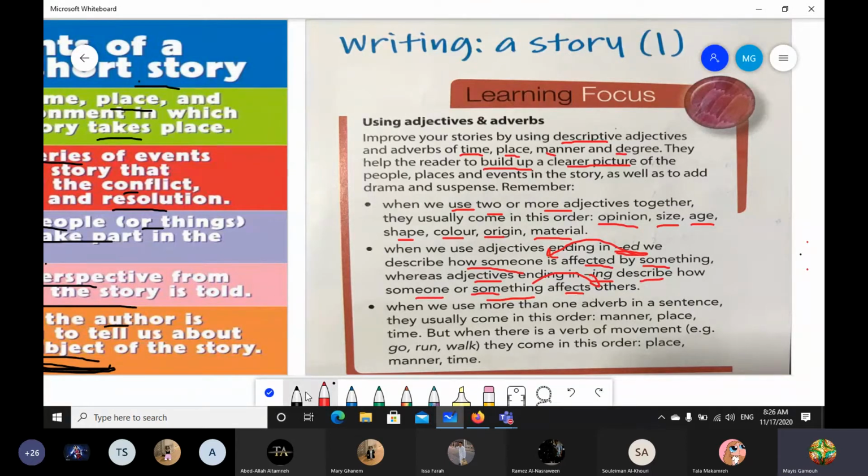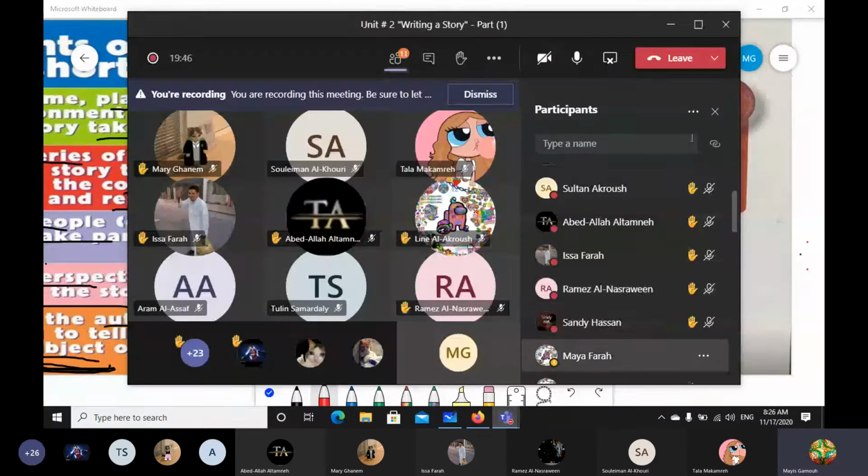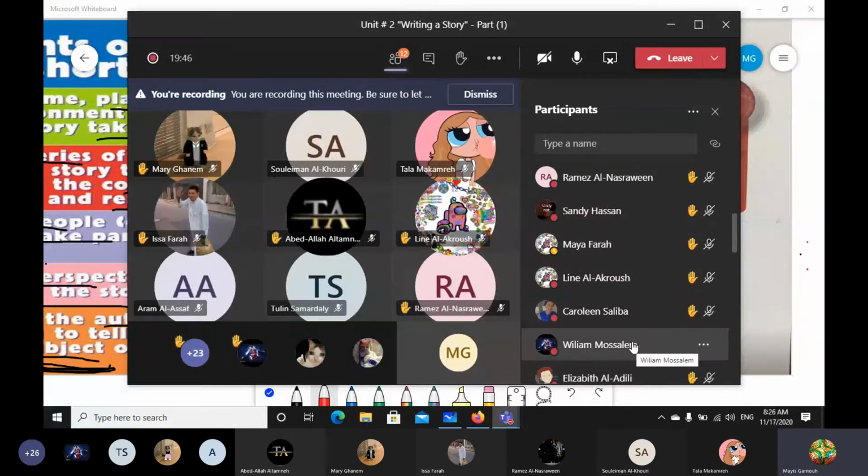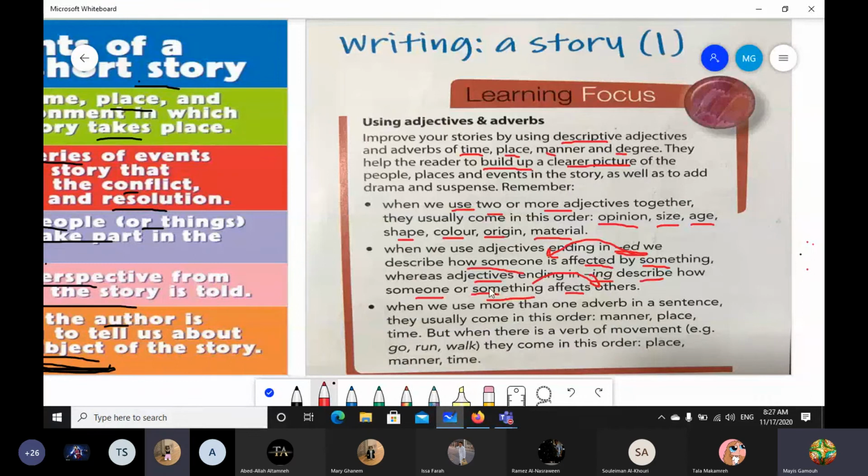Let's go to the third note. Who would like to read it? Let me see a lady in here. Let's go to Lynn Akrush. Are you here, dear? Yes, miss. Let's read, please. When we use more than one adverb in a sentence, they usually come in this order: manner, place, time. But when there is a verb of movement, for example go, run, walk, they come in this order: place, manner, time.